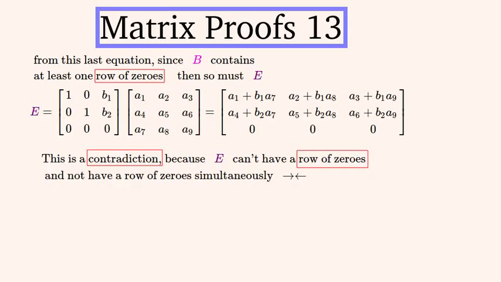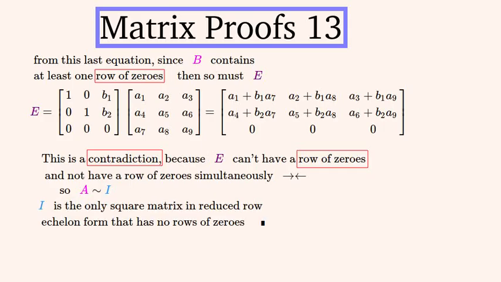Remember when I mentioned this earlier in the proof? So we get this contradiction when we set A to not be row equivalent to the identity matrix. Therefore, A must be row equivalent to this matrix. I'll just make a mention of the fact that the identity matrix is the only square matrix in reduced row echelon form that doesn't have any rows of zeros. So that's it. We've proven this theorem in both directions.